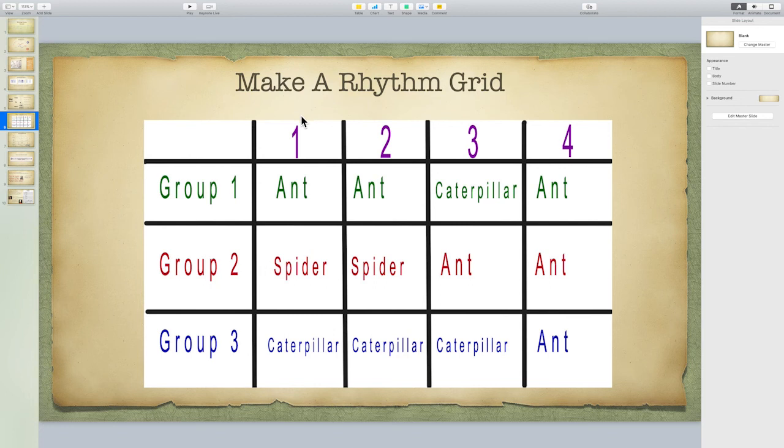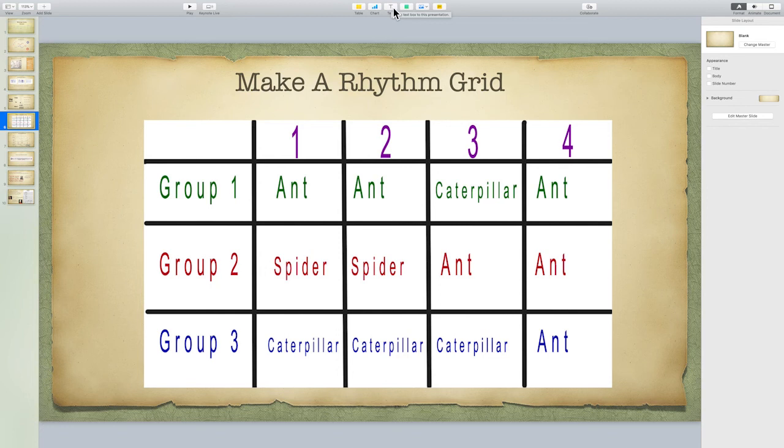Here we go. Caterpillar, caterpillar, caterpillar, ant. Caterpillar, caterpillar, caterpillar, ant. Very good. So then you try all those 3 groups all at the same time. So I won't do that now, but obviously in your class or at home even with 3 people, you could try those.